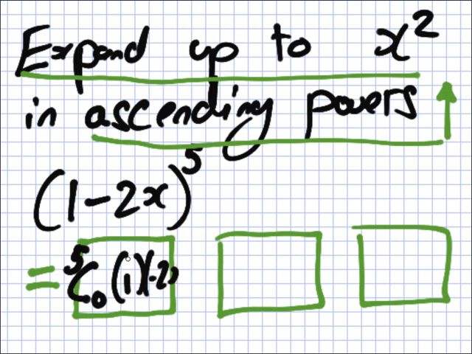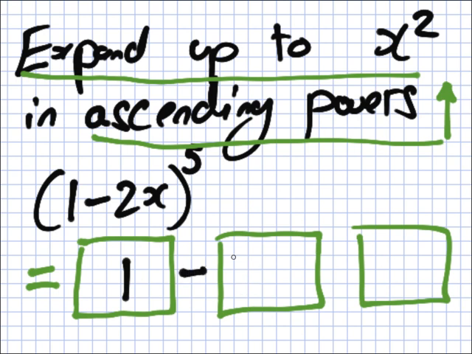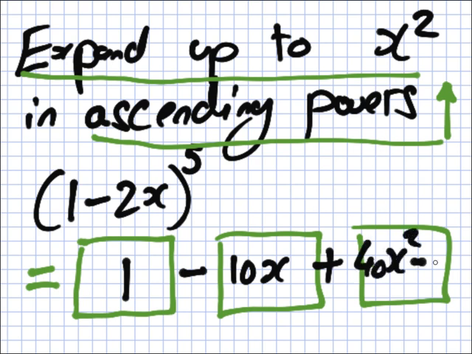Right, you got it? The first one is 1. Minus, what's the next one? Minus 10x, very good. Plus 40x squared minus dot dot dot. We stop after the x squared. Okay? Is this straightforward? English time, if we wanted to start with x power 5, we would have said what?